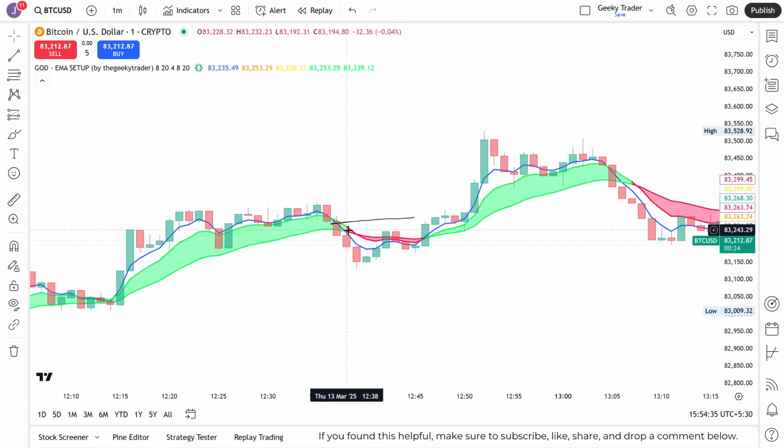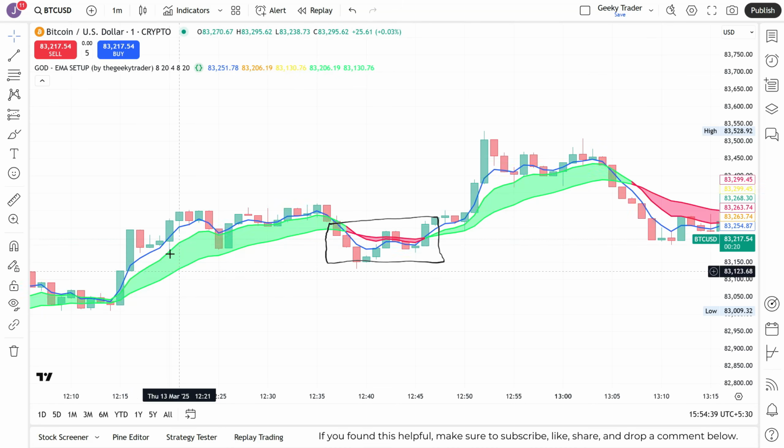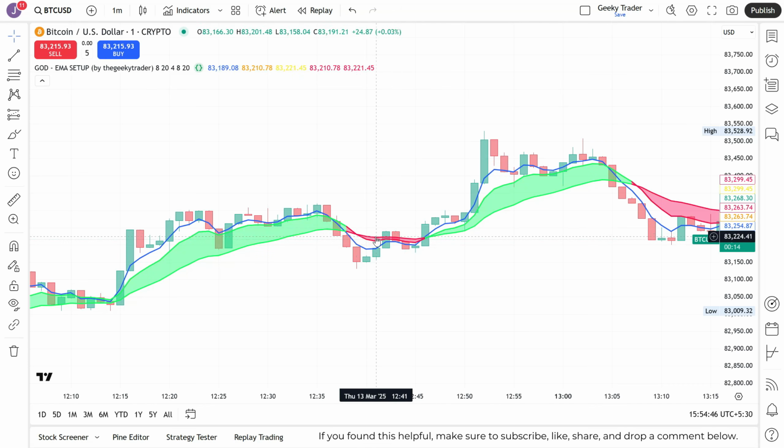At this point, a red ribbon has formed, but notice something important. It's very thin and flat. In situations like this, it's best to stay out of the trade because a thin and flat ribbon indicates a lack of strong momentum. The market might be moving sideways, making it difficult to catch a clear trend. A simple rule to follow: take a trade only when the ribbon is broad and well-defined. Avoid trading when the ribbon is narrow and weak.